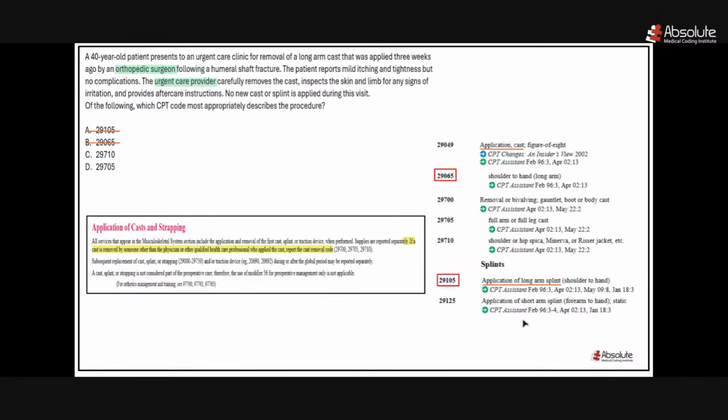We have only two options remaining, 29710 and 29705. Now 29710 is for a removal by valving of a shoulder, hip or spica cast, and we had a removal of a long arm cast, right? So let's look into the next code, 29705, which is for a removal of a full arm or a full leg cast. That is more specific, and that is the correct answer. So I see only option D in the chat. Well done, well done. As I said, you are on fire.